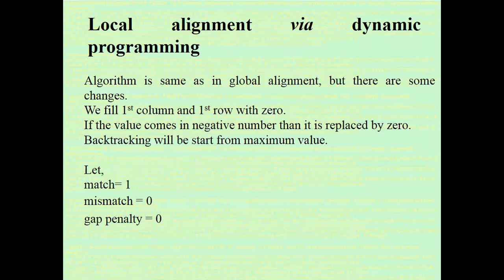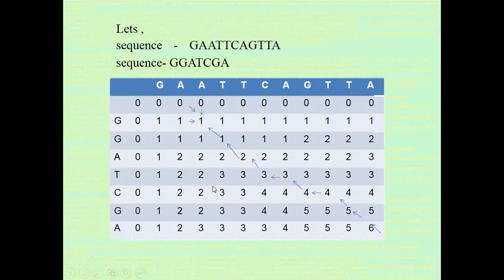Local alignment via dynamic programming is similar to global alignment: first we have two sequences. In global alignment, we just place a 0 in the first box. However, in local alignment, we fill the entire first row and first column with zeros. This is an exception in local alignment compared to global alignment. If values come out negative, in global alignment we just add the penalty, -1 for mismatch and -2 for gap. However, if we have a negative value in local alignment, we just place 0 at that point. Here you can see with a match we have 1, with a mismatch we have 0, with a gap penalty we have 0.